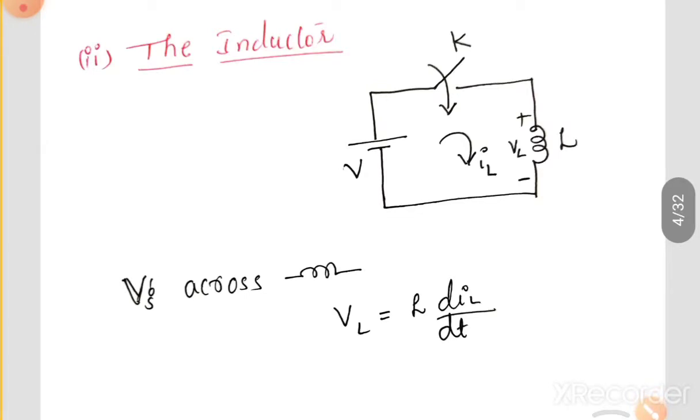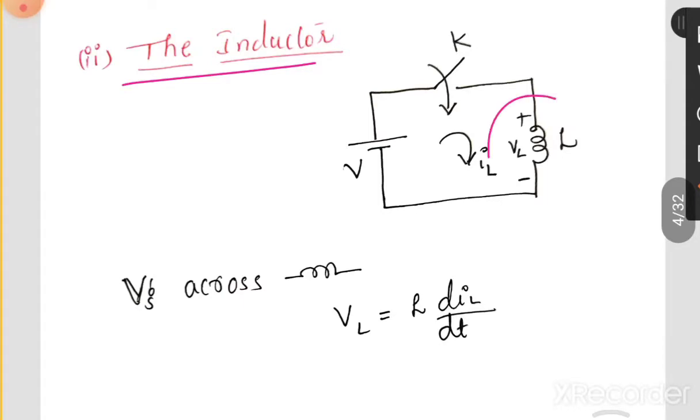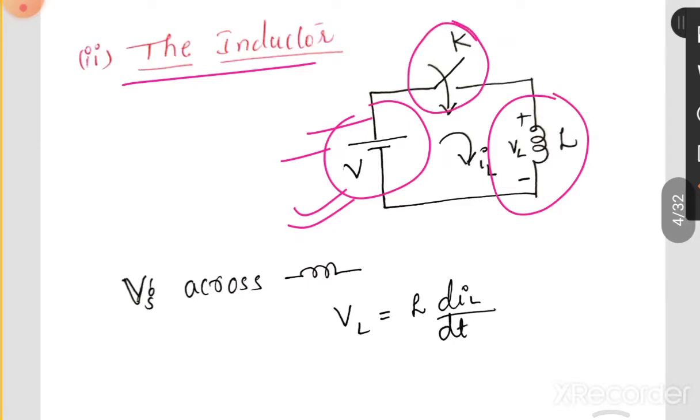Next we'll discuss the inductor. Only two parameters are going to change: one is the inductor, another is the capacitor. Resistance is not going to change anywhere. Let's see the inductor. Consider a circuit diagram which consists of a voltage source with an inductor in series and a switch K in series. Let's say the voltage across this inductance will be VL equal to L into dIL by dt.